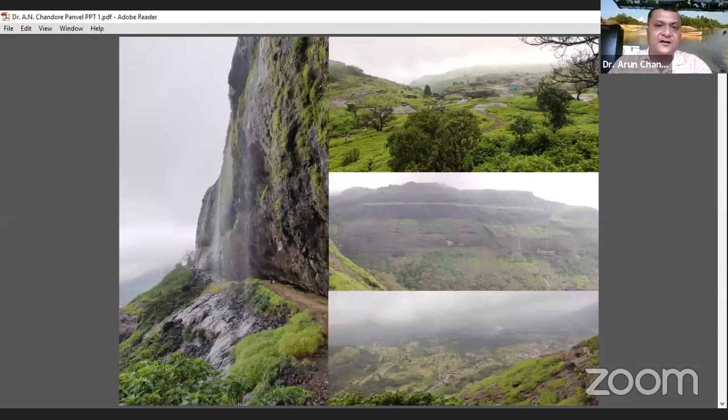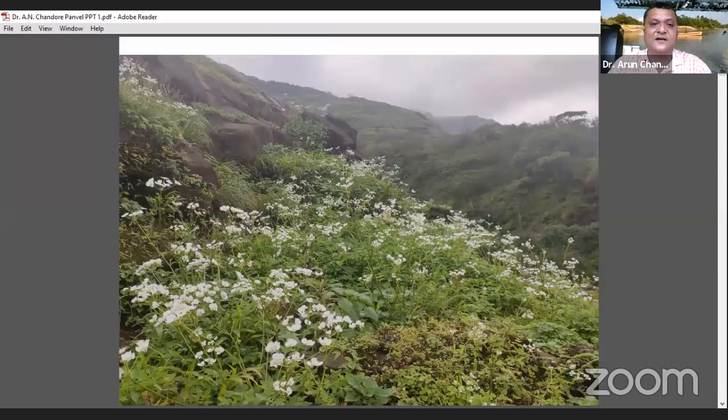Here you see this beautiful plant, Pinda concanensis. This species was described by Dalzell from the same region, that is Kalsubai, Harichandra and the Western Ghat region, and this species is monotypic and endemic. Earlier it was monotypic and endemic, this means only the species Pinda concanensis, no other species in the genus Pinda.